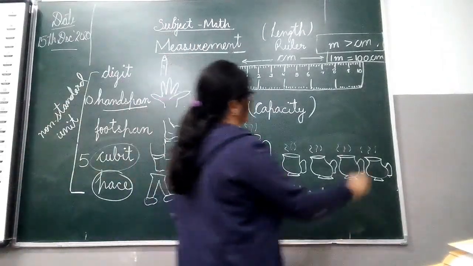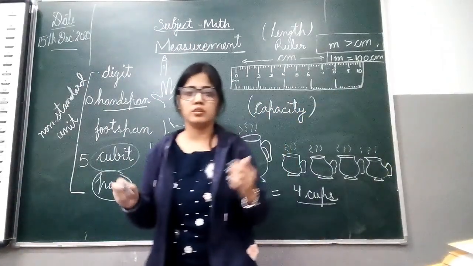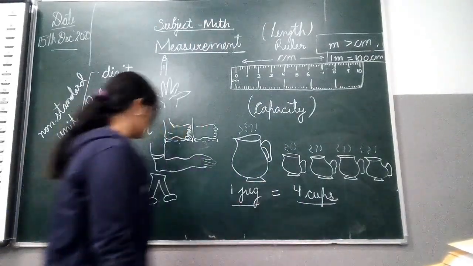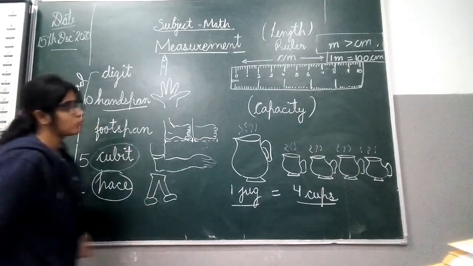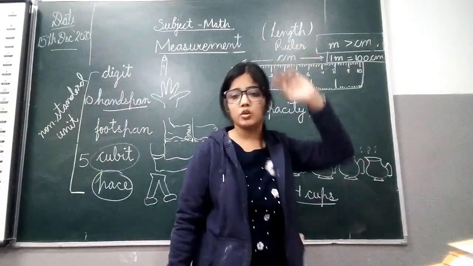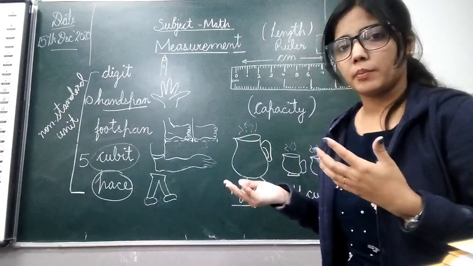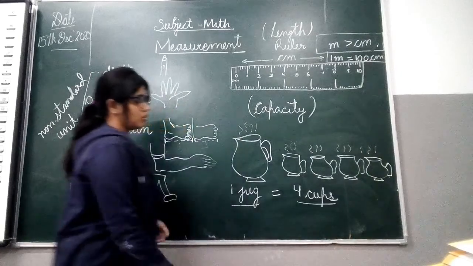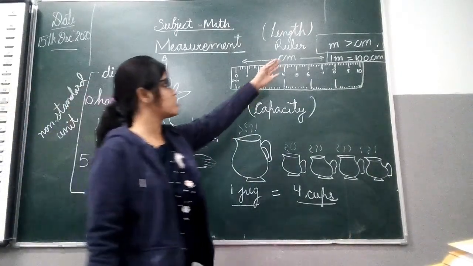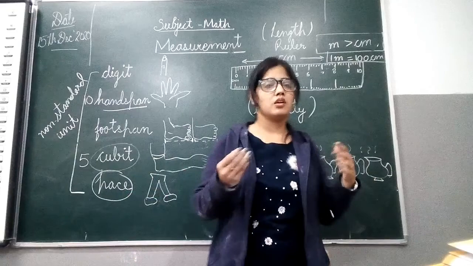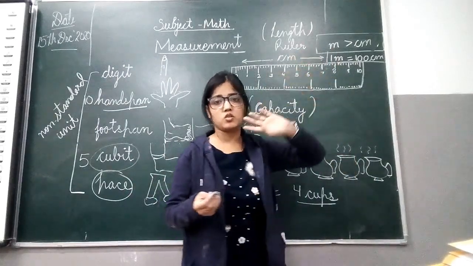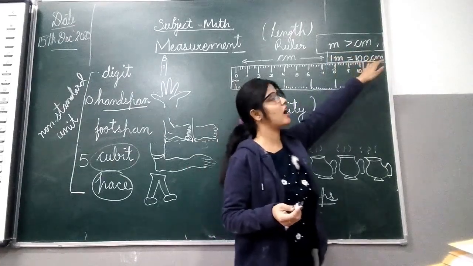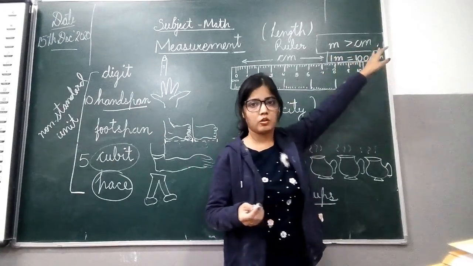And if we want to measure lengthy objects, for example, if I want to measure this board, will this ruler work? No, I would need something bigger. So for that we use the unit meter. For lengthy objects we use the meter unit. So meter is greater than centimeter. 1 meter is equal to 100 centimeter. Alright.